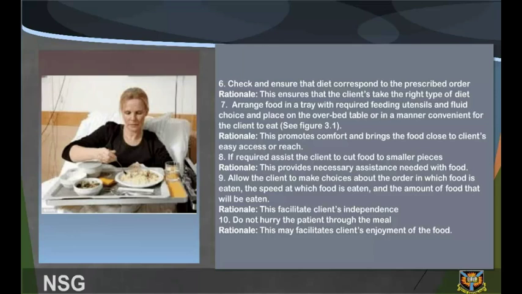9. Allow the client to make choices about the order in which the food is eaten, the speed at which the food is eaten, and the amount of food that will be eaten. This facilitates client independence. 10. Do not hurry the patient through the meal. This may facilitate client's enjoyment of the food.